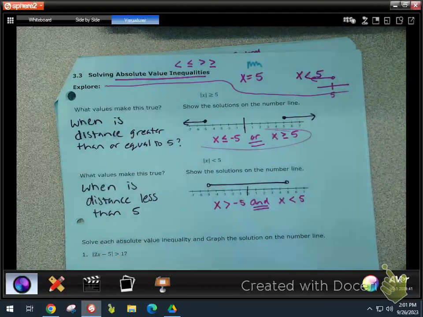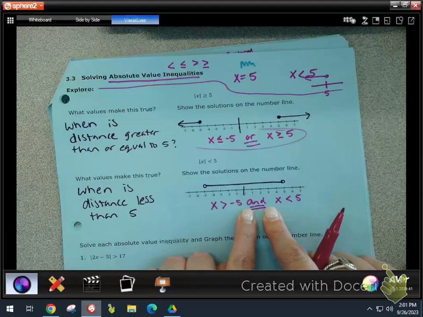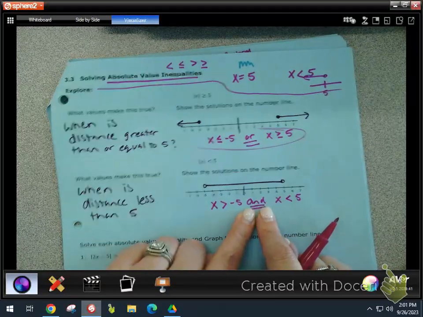The other way, you can't type this in Delta Math. You cannot type and. Okay? And there's not a button for it. I don't know. I can't figure it out. I had enough.